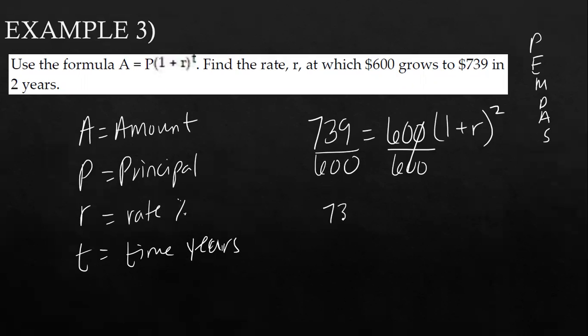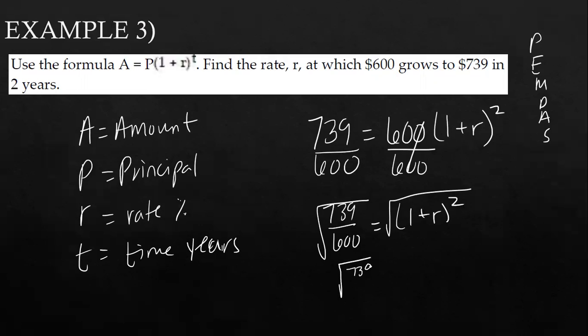So we're left with 739 divided by 600 equals 1 plus r squared. Now I can deal with the exponent, right? And how do I take the square root? And what I do to one side, I do to the other. Again, we're saving it to the end. So we're left with the square root of 739 divided by 600 equals 1 plus r.